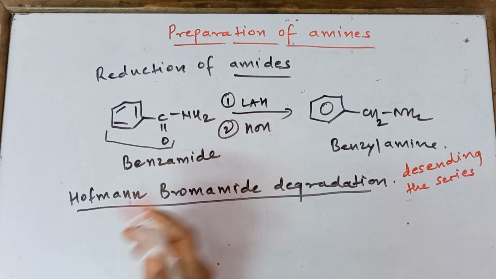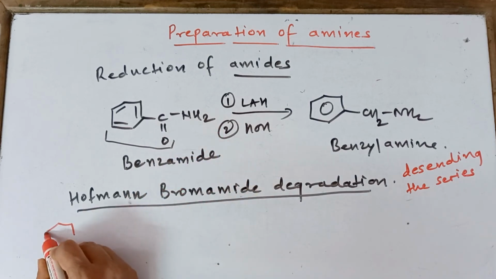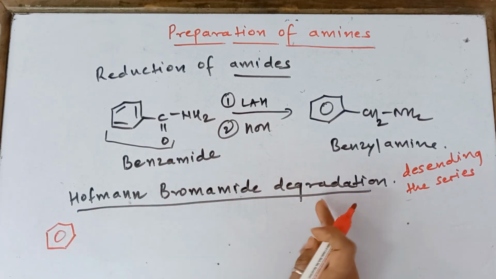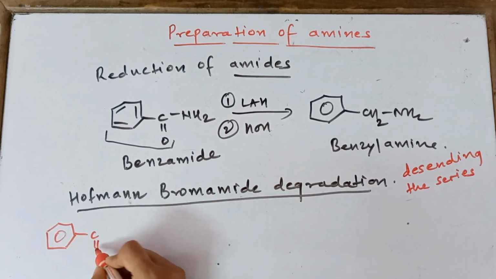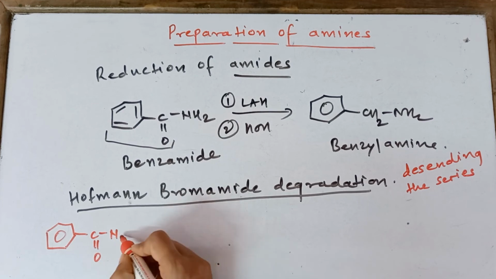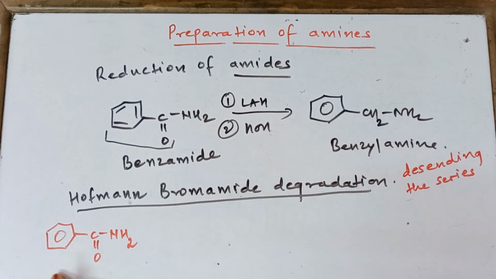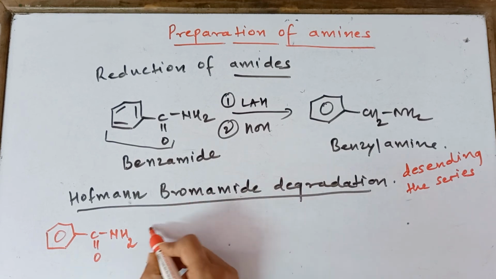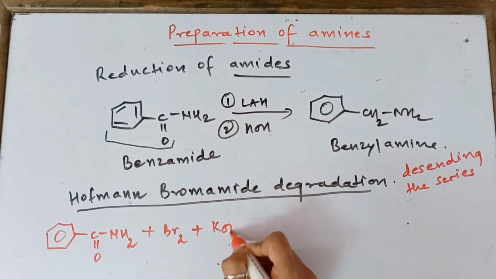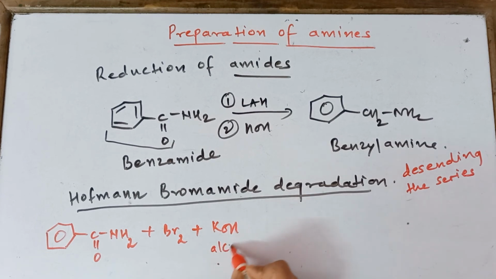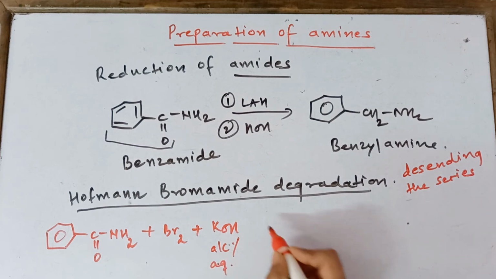Let's take this example itself. Here we can take an amide. See, in the name itself, you can see there's an amide. So we'll take an aliphatic amide or an aromatic amide. Primarily I'm taking now an aromatic amide, benzamide, and we're going to react this with bromine and potassium hydroxide or sodium hydroxide, alcoholic, or you can also take aqueous KOH also, and heat this up.